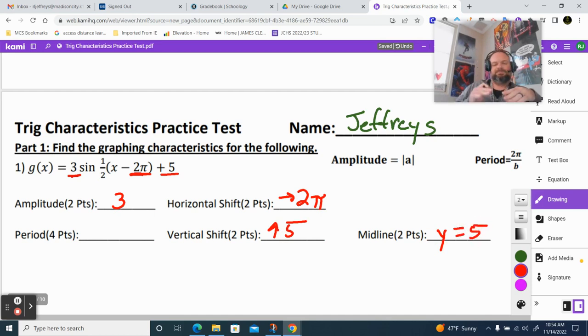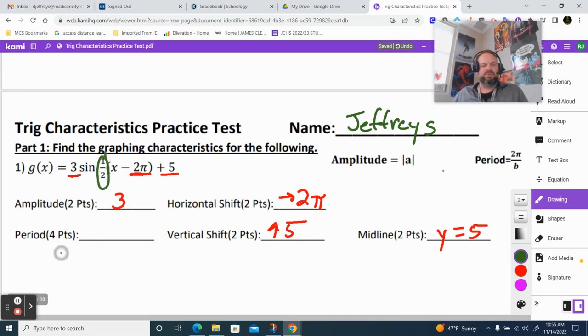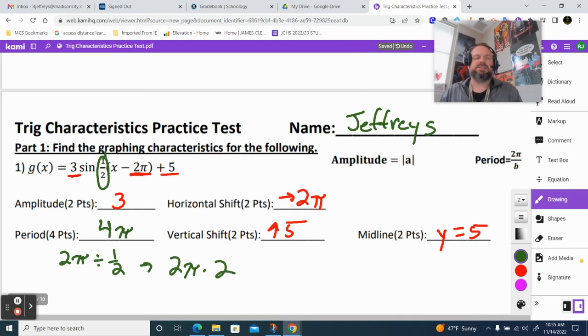Now, that is 1, 2, 3, 4. That's 8 points. Really easy to get right there. Really easy 8 points. The reason why the period is actually more is due to the fact that you have to do a little bit more work. Remember, anything that's in front, that's our B. So it's 2 pi over B, which is the same thing as 2 pi divided by B. So this is 2 pi divided by 1/2, which is keep, change, flip. So our period is actually 4 pi. Okay, and that's it. That's all we have to do with that.